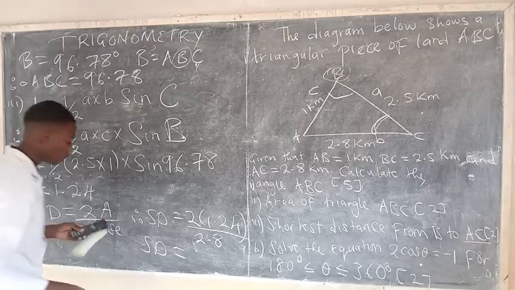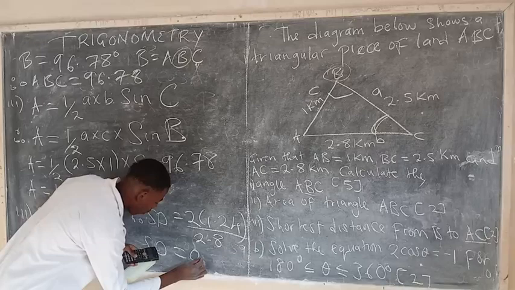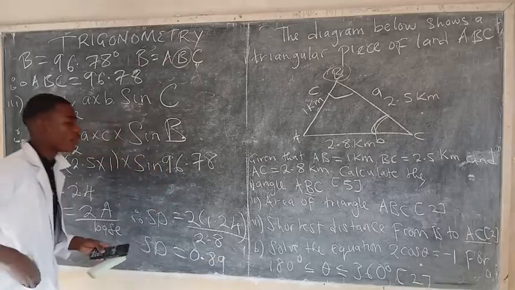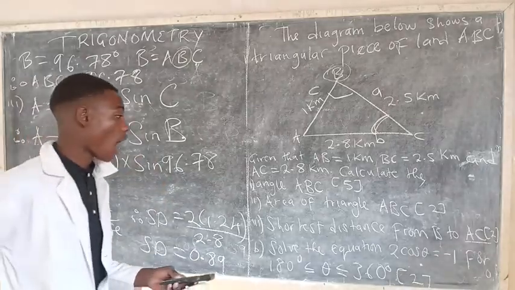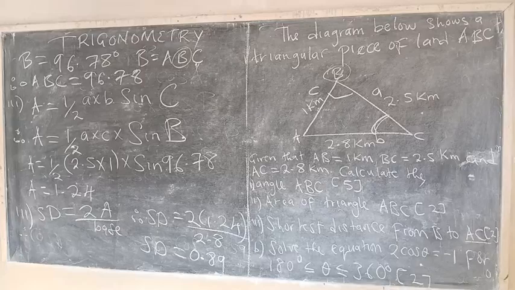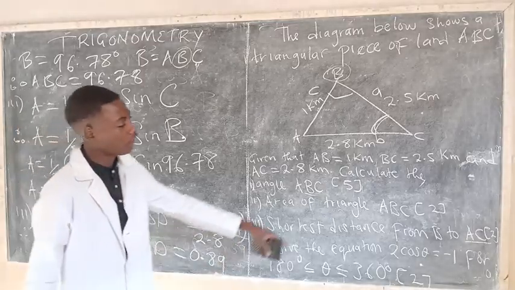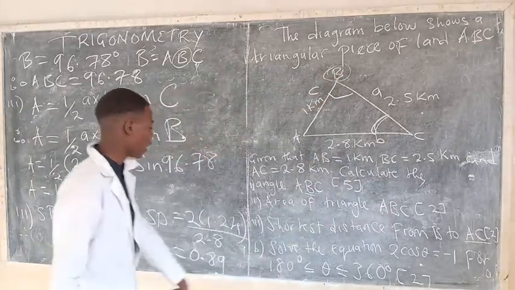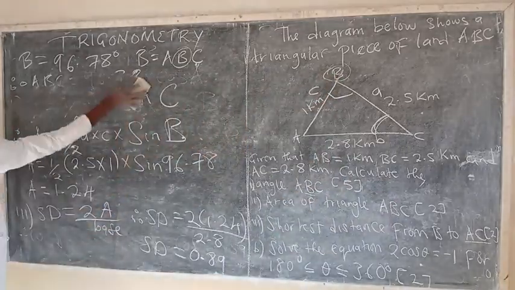our SD is found to be 0.89. So this is our shortest distance. So this is our shortest distance from the point B going to AC. So that's our shortest distance.